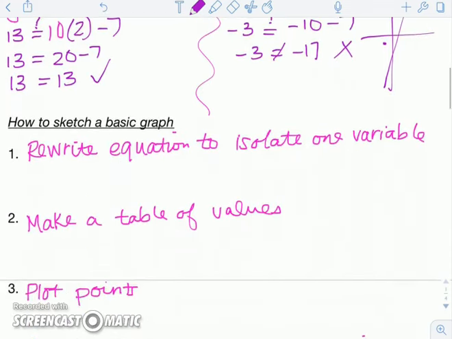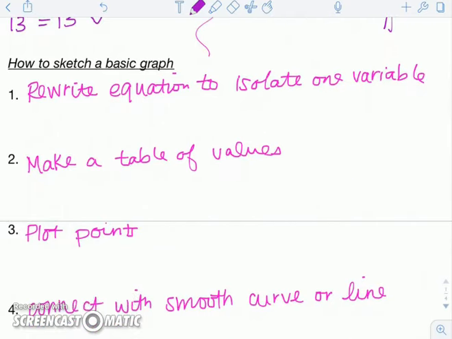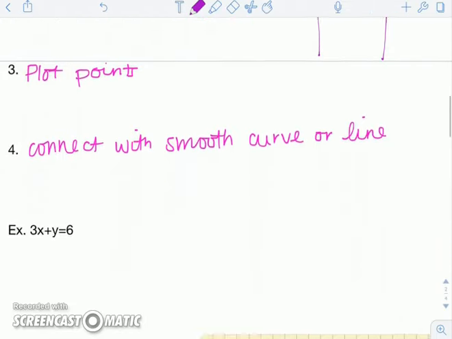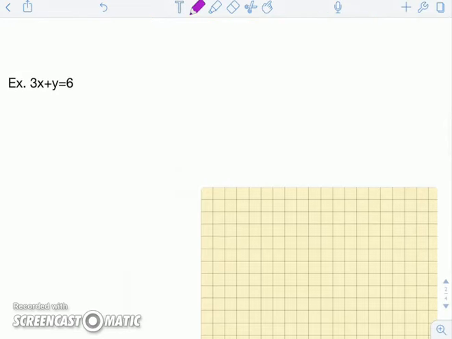Here's some review of how to sketch a basic graph. Rewrite the equation to isolate one variable. So when we're talking linear equations, you're looking at y equals mx plus b, but you're also going to have other equations that aren't linear, meaning higher than an exponent of 1. You're still going to want to do the same thing, because then you're going to make a table of values. By making it y equals, it's going to be easier to solve for your table of values. We're going to look at value tables that look like this: x, our work in the middle, and a y on the end. We're going to plot the points on an xy graph, and then we're going to connect the points with a smooth curve or line.